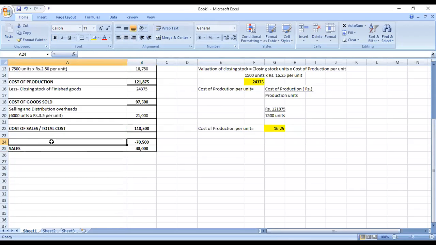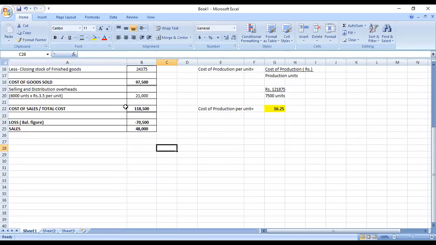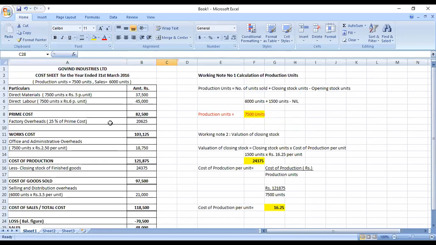What is called as loss? That is a loss. Balancing figure. Okay. So this is a cost sheet. Now we'll find out cost sheet.